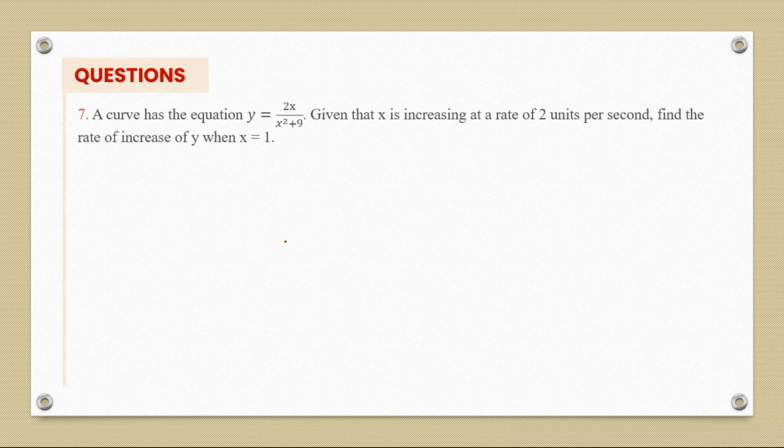Alright, so let's move on to the next question. This is question 7. We're told that a curve has the equation y is equal to 2x over x squared plus 9. Then we're told that x is increasing at a rate of 2 units per second. Find the rate of increase of y when x is 1. So that means we're looking for dy/dt.